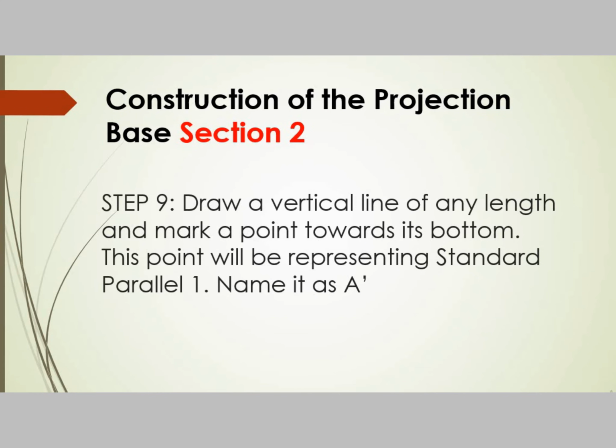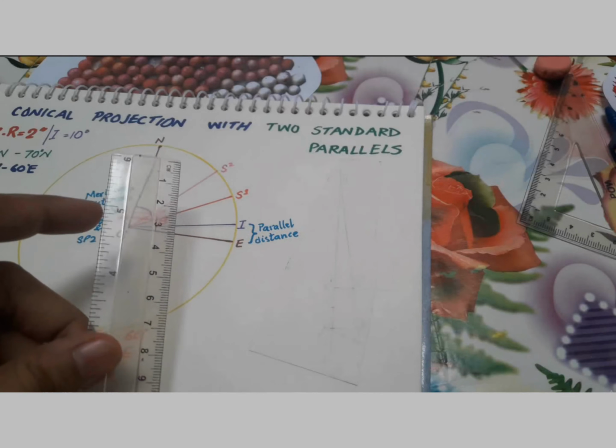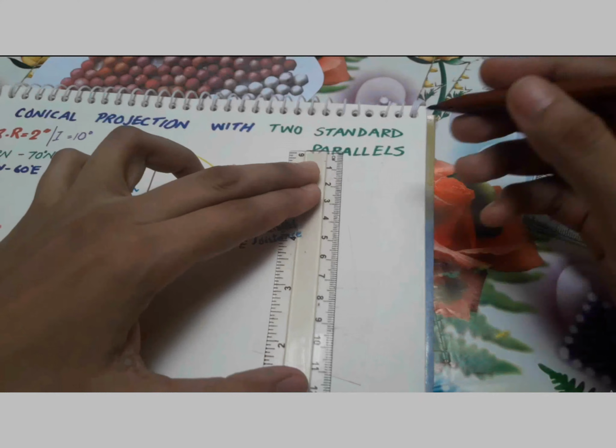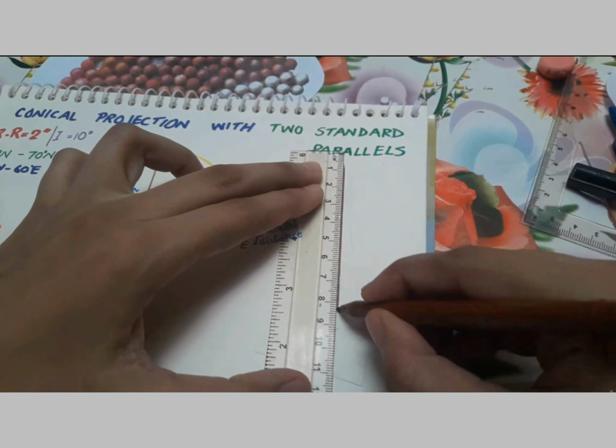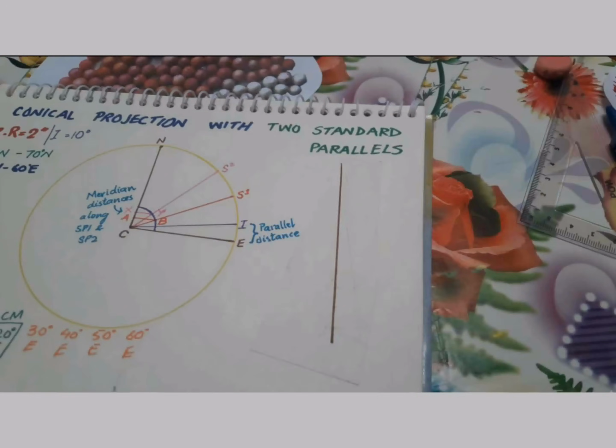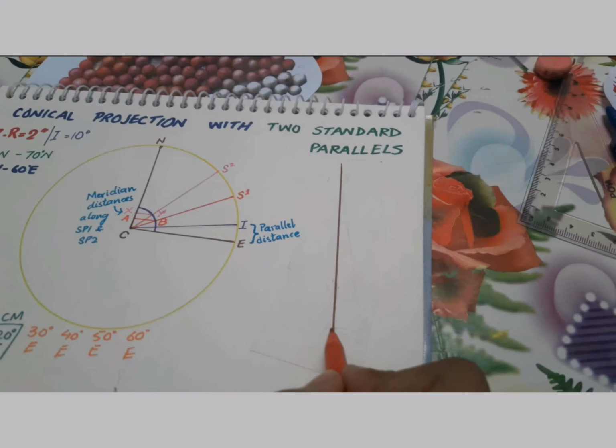Now we have to draw the section 2 of the projection base, and for that, first thing we have to do is to draw a vertical line of any length. To be safe, keep the length of the vertical line slightly larger than the diameter of the circle. And then towards the lower end of that line, mark a point and name that point as A dash. And that point will actually be representing standard parallel 1. So here we are making a vertical line, and towards the bottom we will mark a point and we will name it as A dash.